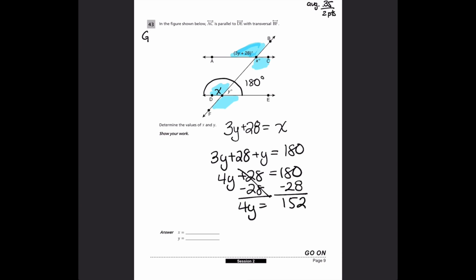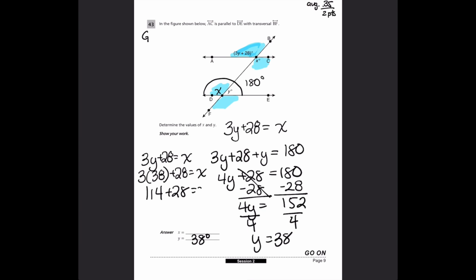I'm going to use my calculator just to triple check my answers. So 180, yep, 152, and now I'll solve for y. y is equal to 38 degrees. That's helpful because now I can do something with that. I can go back to my original equation, 3y plus 28 is equal to x. Now we know y is equal to 38 degrees, so I'm just doing a substitution. 3 times 38 is 114. 114 plus 28 is equal to x. And x is equal to 142.